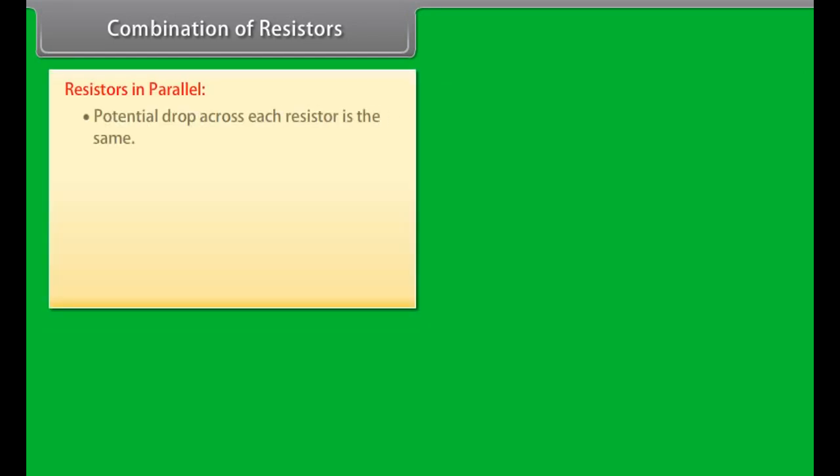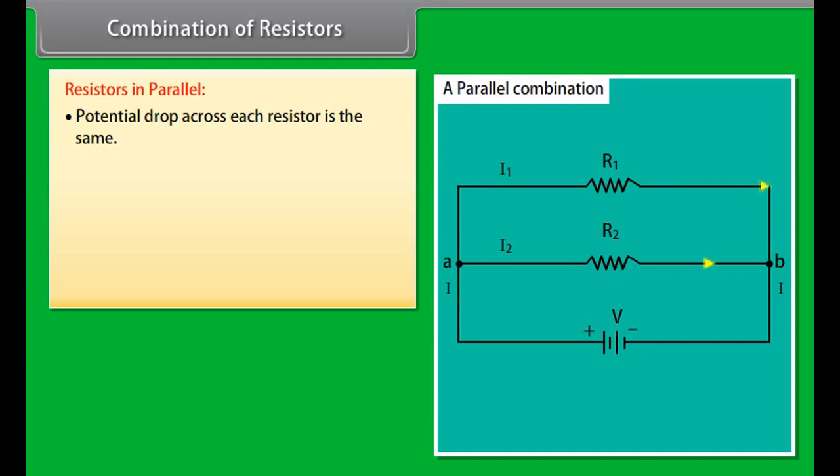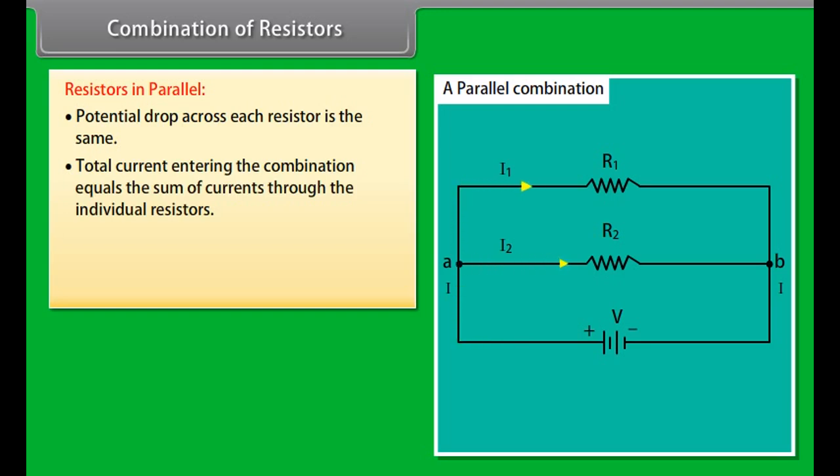Resistors in parallel. Potential drop across each resistor is the same. Total current entering the combination equals the sum of currents through the individual resistors.